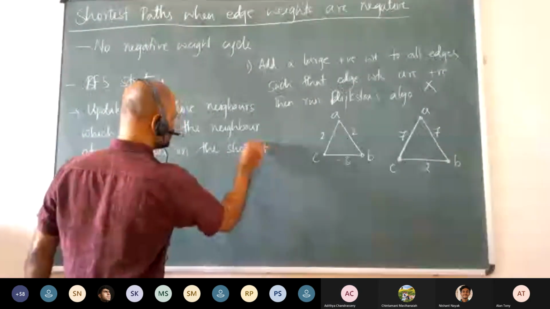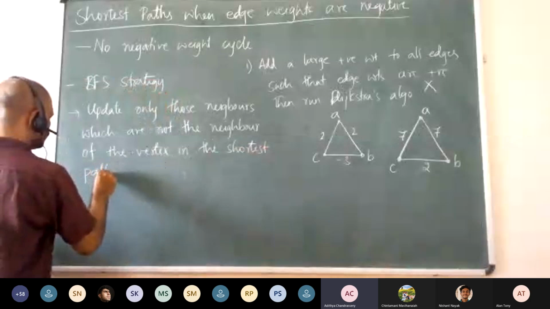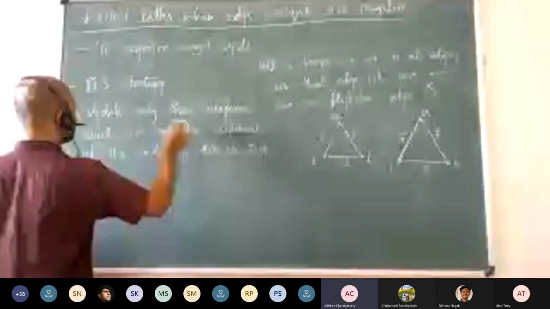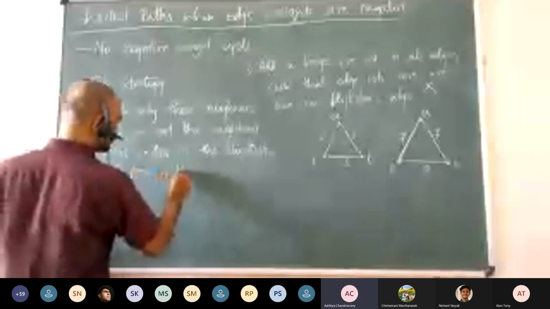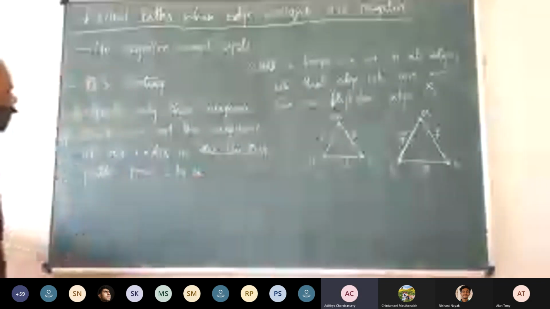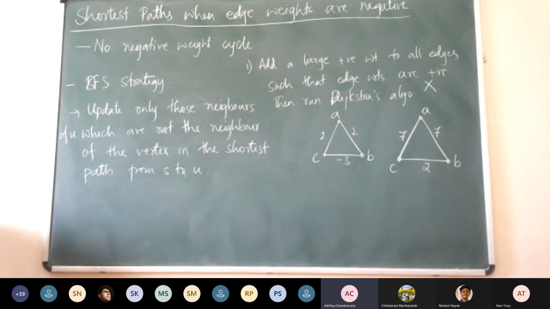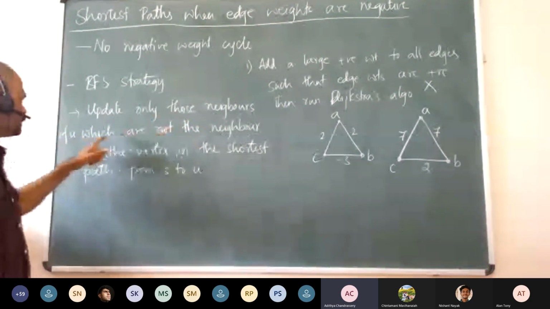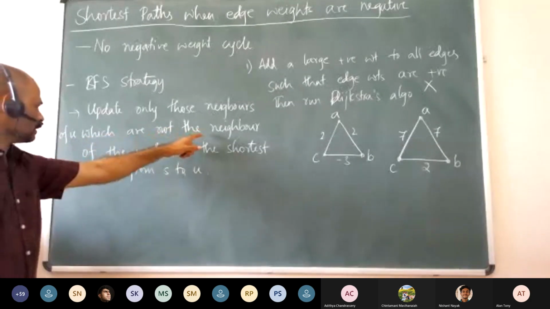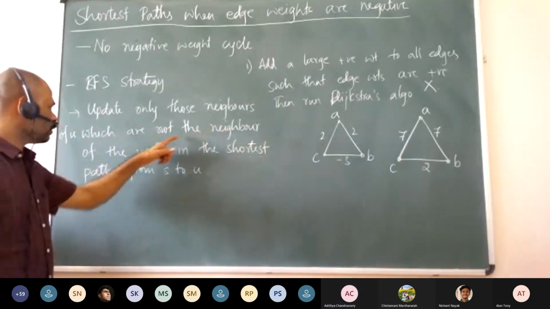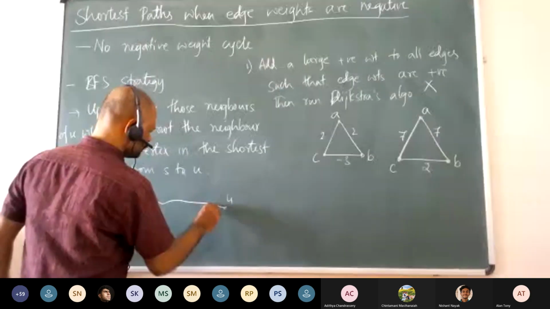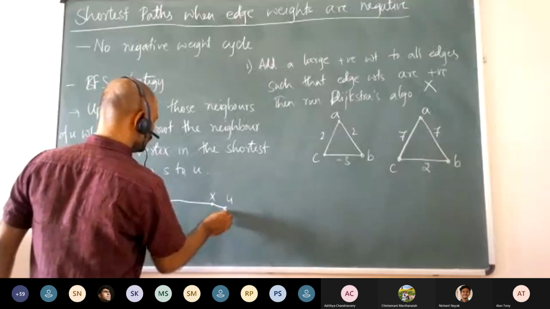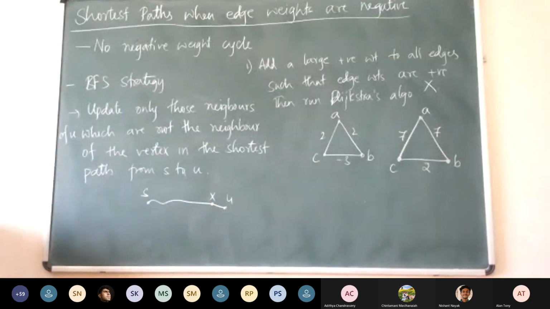Isn't this what you said? Only those neighbors, say of U, on the path from S to U. Not all the neighbors, just the immediate latest one. We are only updating all those neighbors which are not that one, right? There is only one such neighbor. So there is a shortest path from S to U, right? This was the last one which was probably updated, so you will not update X again using this edge, right? Yeah, okay, fine.